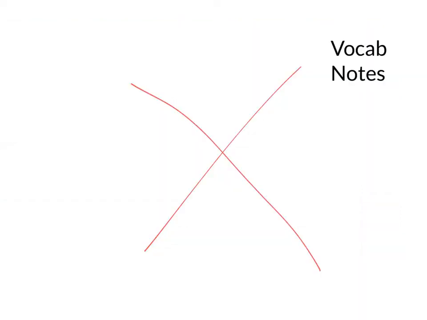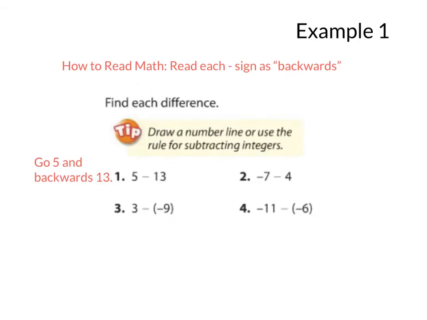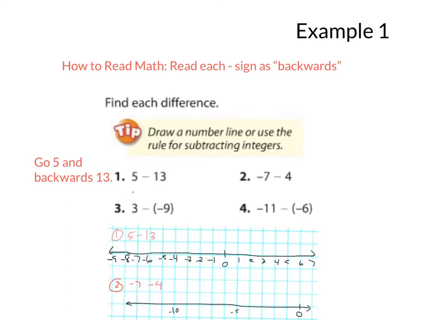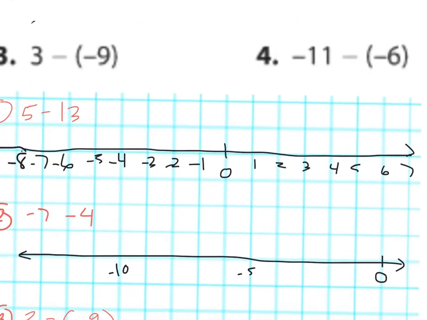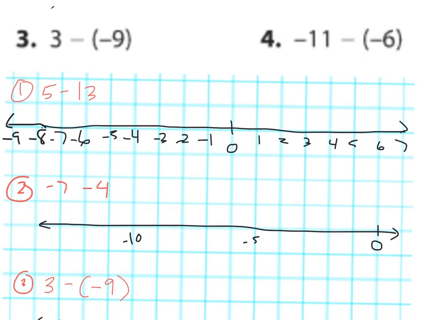You do not have vocab notes today. And here's example 1. As I said before, when we read math, we read the negative sign as backwards. That will help us understand what is going on, because sometimes this could be confusing, but if we read it like this, it's not. So 5, you could say go 5 or go forward 5 because it's a positive number, and then backwards 13. So let's scroll down and look at what a number line would look like on the grid paper that you are doing today's lesson on.